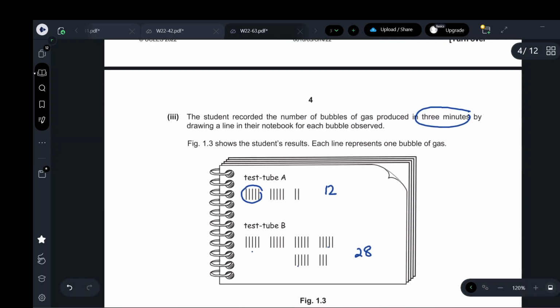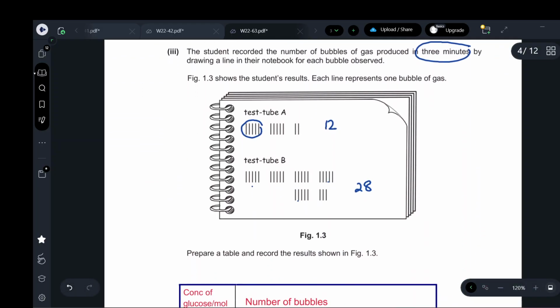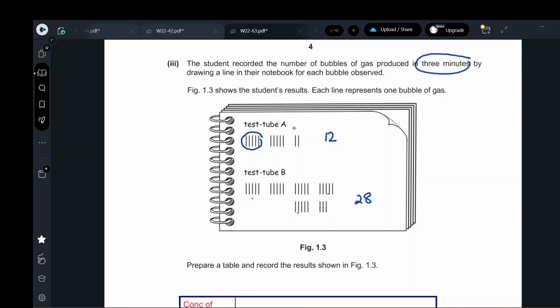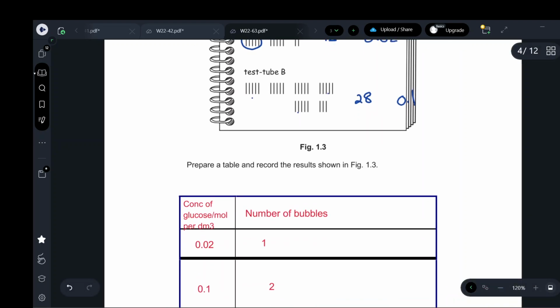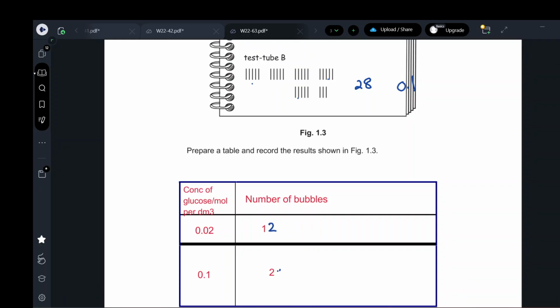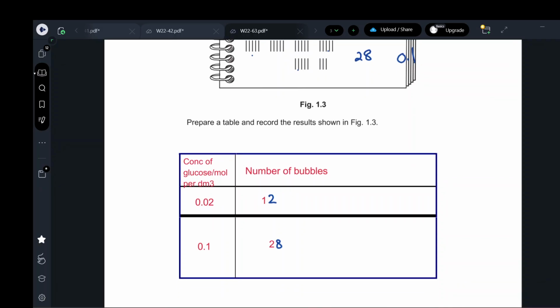Draw your table, prepare a table, record your results. Test tube A, as we said, what did we change here? We changed the concentration of glucose. Here it was 0.02, here it was 0.1. But what is the number of bubbles? Here it was 12 and here it was 28 bubbles. Of course, the changed variable is on the left side of the table. Results, or your dependent variable, is on the right.